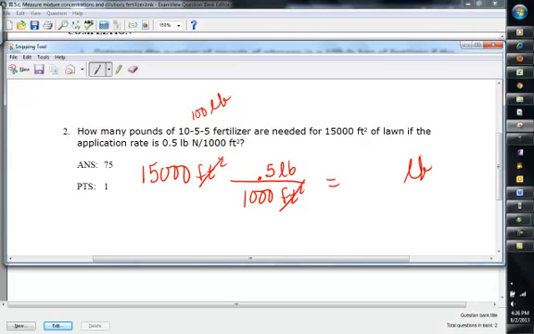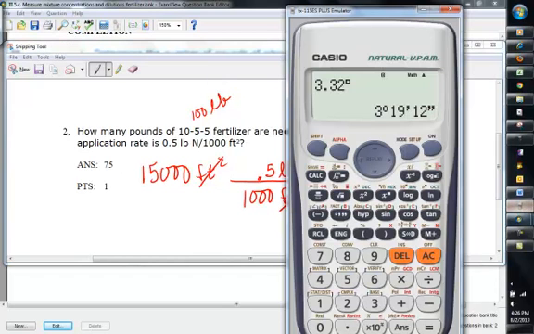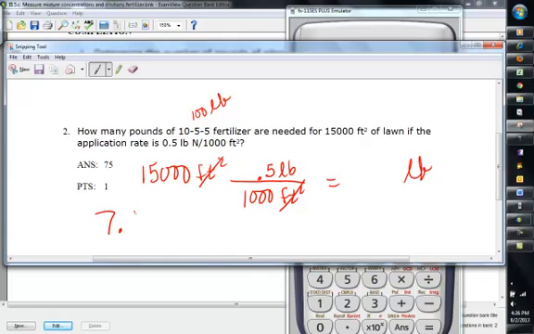So 15,000 times 0.5 over 1,000 gives us 15 halves, which would be 7.5. So we need 7.5 pounds of nitrogen.